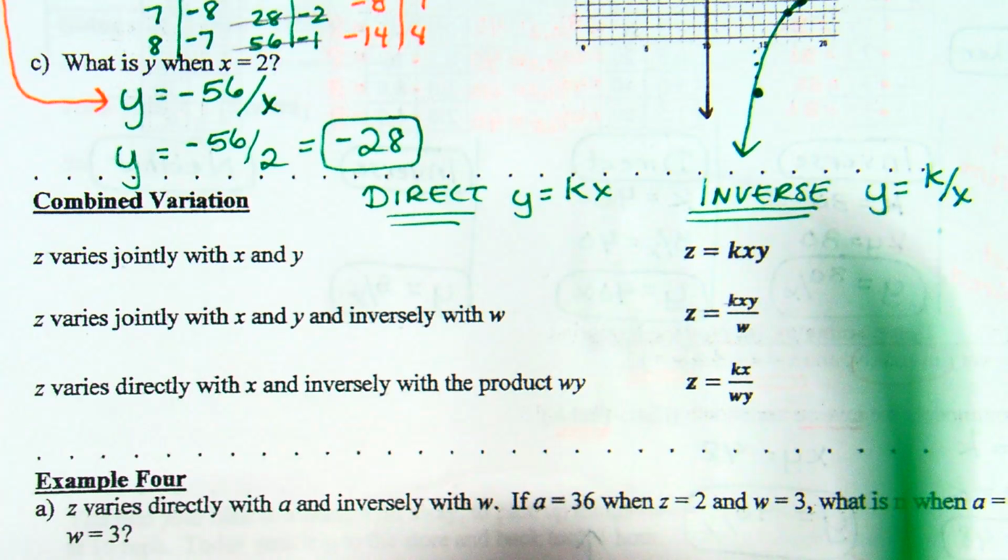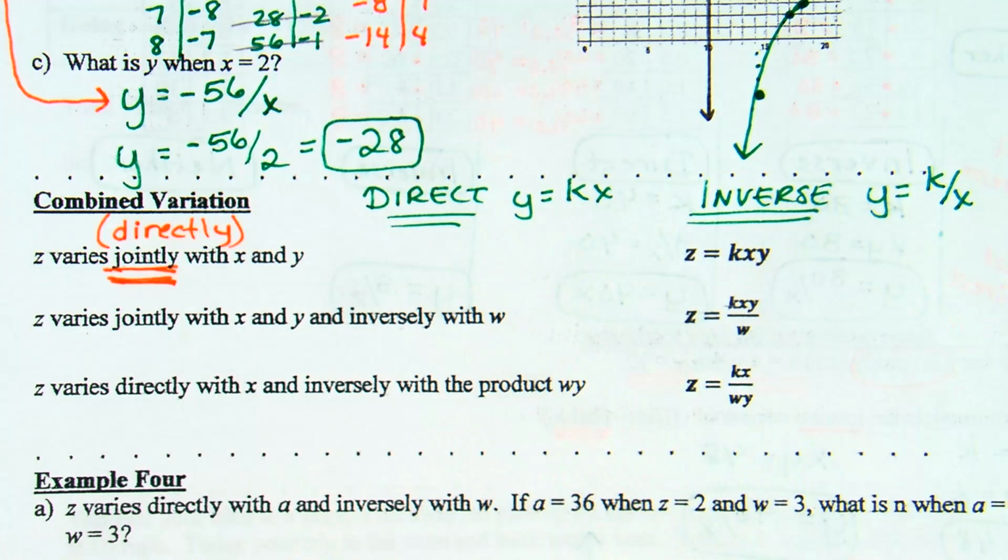Another example, z varies jointly. What did I just say as a word instead of jointly? Directly, so it's like direct variation. So directly with x and y means it's going to be k times x and y. And then what about inversely? Instead of multiplying, you're going to divide. So in the example here, when I see z varies, I think z equals directly with x and y, so it's k times those, inversely with w means it's divided by w.